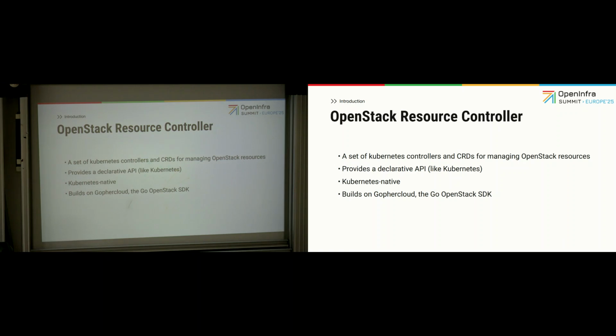Because it's built on top of Kubernetes and it uses Kubernetes style APIs, it has the same declarative API that you'd expect from Kubernetes, as opposed to the more imperative style API that you get from OpenStack. It is installable within your typical Kubernetes clusters, so it is Kubernetes native. And it is built on top of Gophercloud, which is the OpenStack SDK in Go.